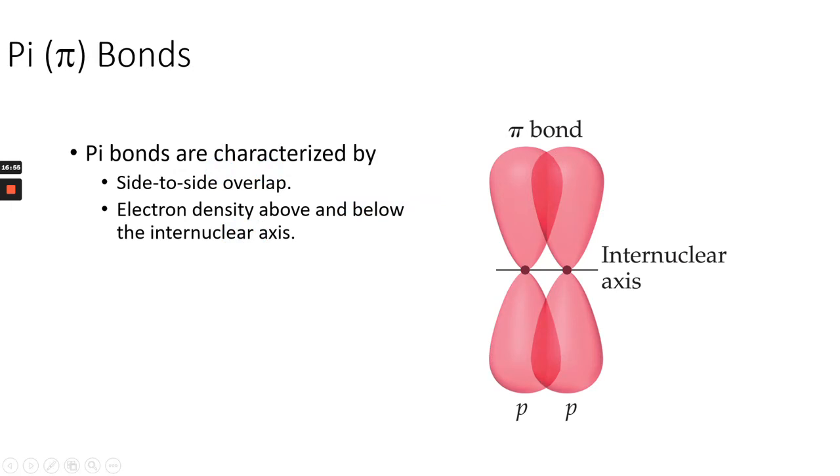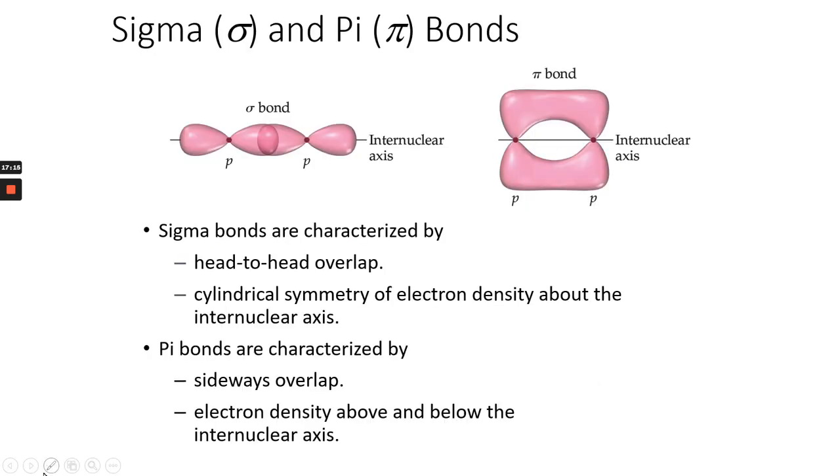Now the pi bond is not head-to-head overlapping, it's side-to-side overlapping. So here is your internuclear axis, and the overlapping is occurring above and below it. Above and below it. Okay, and this is your pi bond. Another nice way to see it. This head-to-head overlapping is your sigma bond. This overlapping above and below is your pi bond.